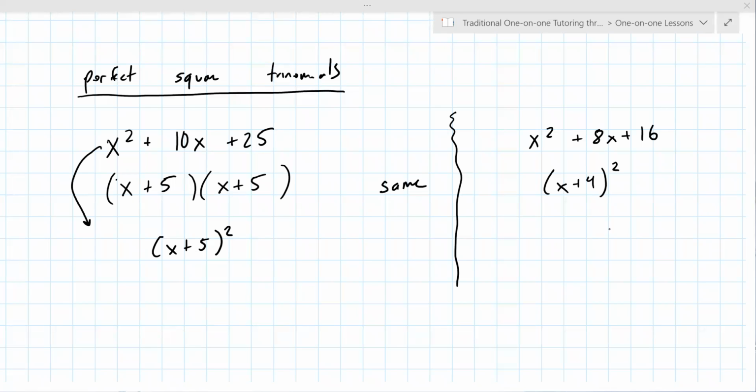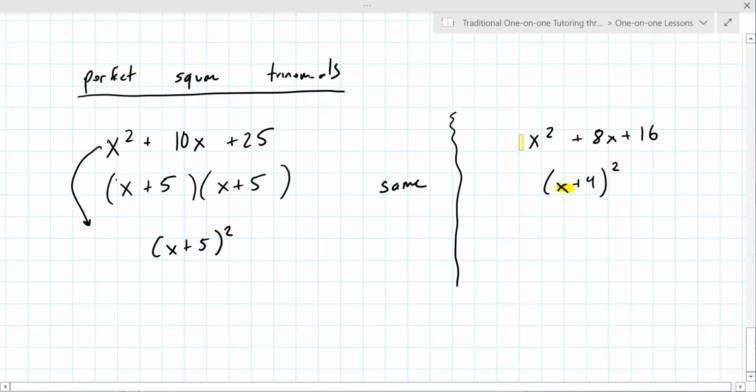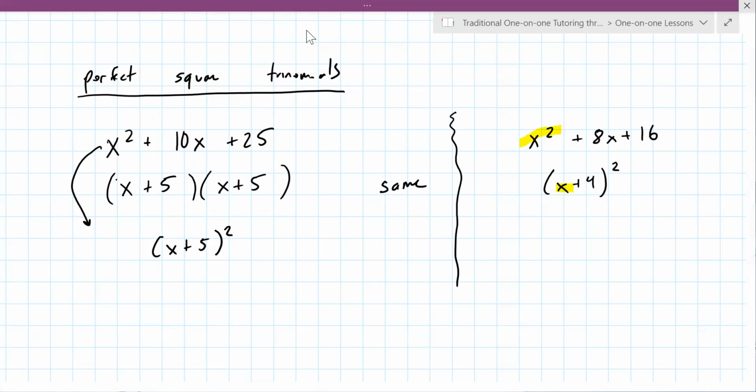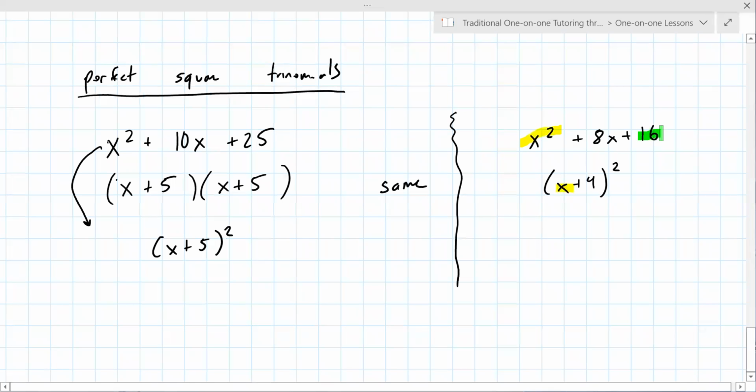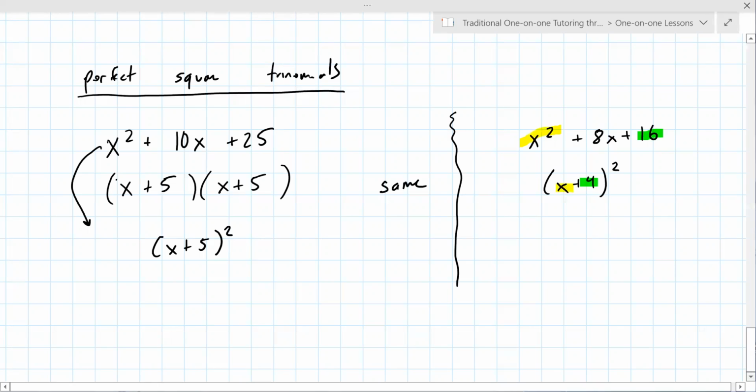So the x right here, and this is really important, the x comes from the fact that the square root of x squared is x. And the 4 comes from the fact that it's the square root of 16. For example, I can give you something else.